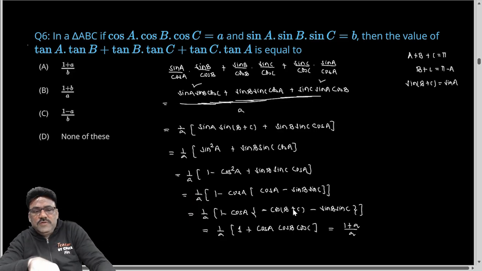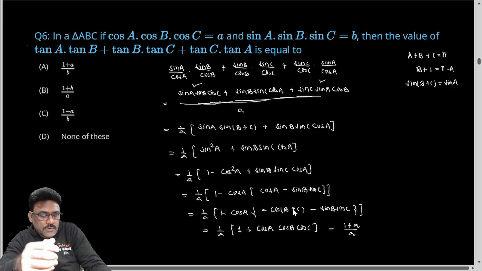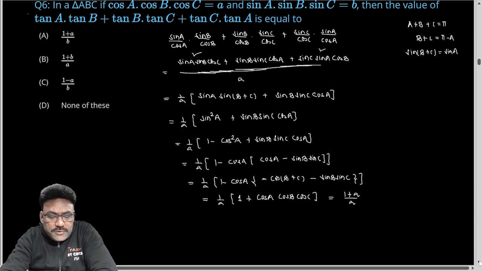Means correct option will be 1 plus A over A. 1 plus A over A. Option A is the option A, not option A actually. 1 plus A over A is D option. None of these. So D option is correct here.